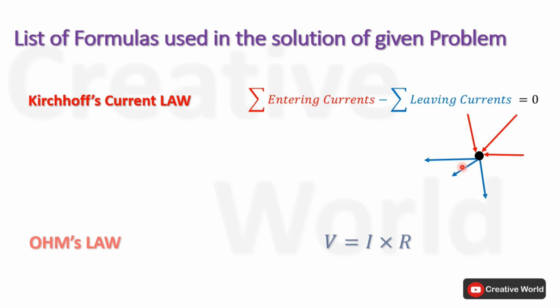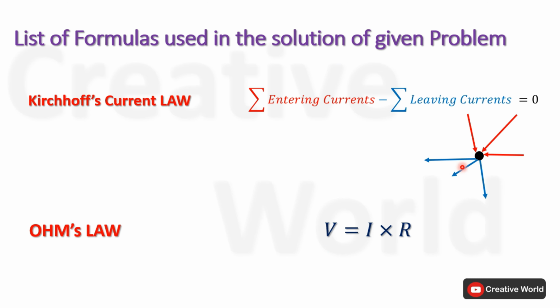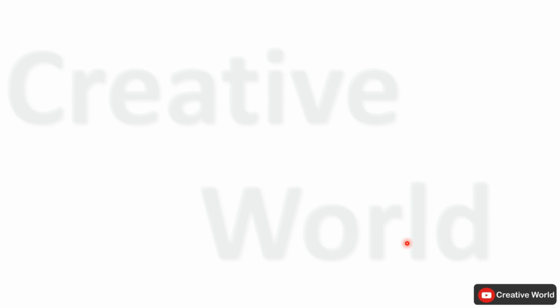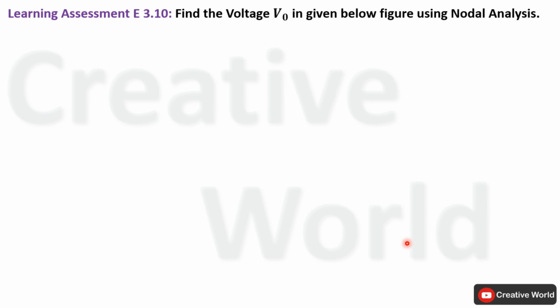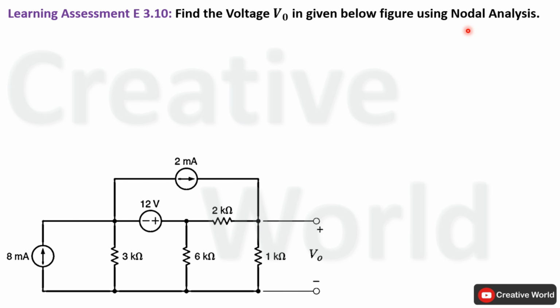We also will be using Ohm's law. According to this law, voltage across any resistance R is the product of current through it and the value of resistance itself. Now move towards the problem. Learning assessment E3.10. Find the value of voltage V0 in the figure given below using nodal analysis.